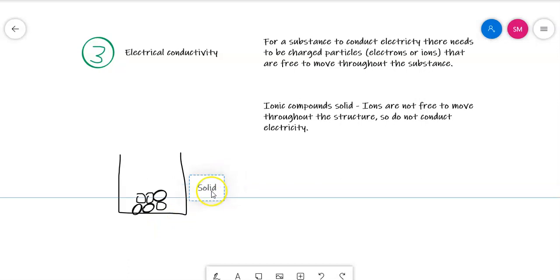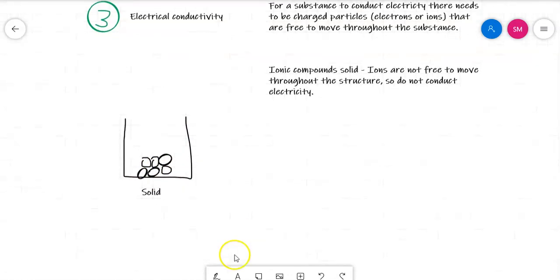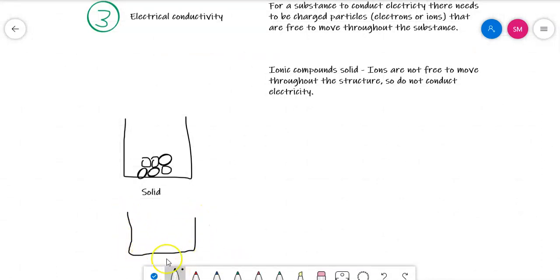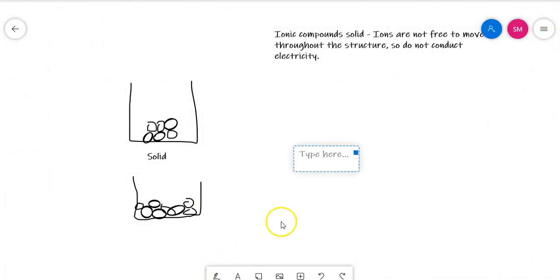If you remember what the particles within a liquid look like, the forces of attraction are weaker and the particles are free to move past each other. So when we have a liquid, the liquid takes up all available space at the bottom of the container, and the particles are free to move past each other.